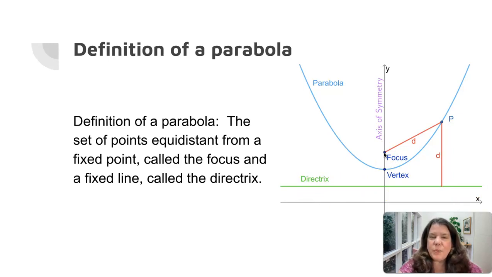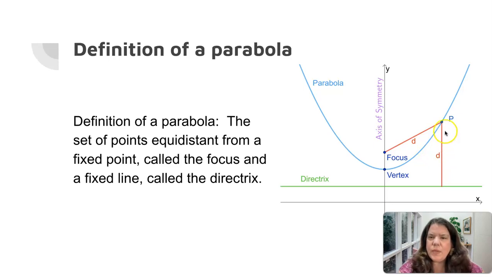Now when we say fixed point and fixed line, that means that these don't move. So if these are fixed in space, then what is all the set of points that are the same distance, equidistant to both the directrix and the focus? Those points form a parabola. This diagram right here takes one particular point P, and if we were to measure the distance from this point to the focus and this point to the directrix, those two distances will be equal. And that will happen for any point on a parabola.